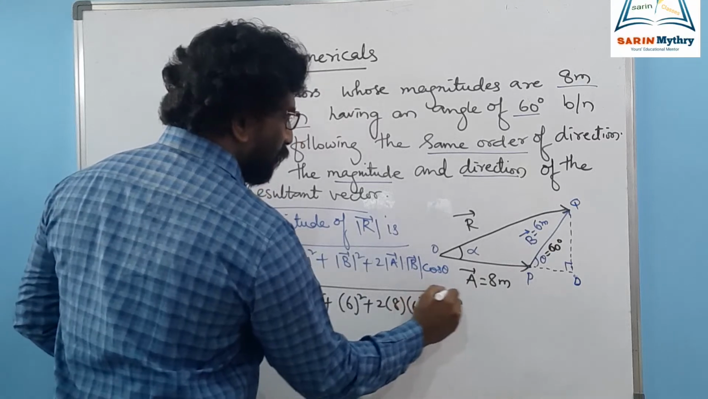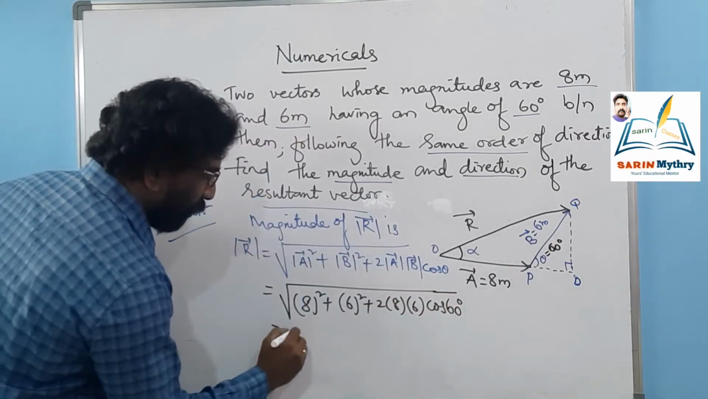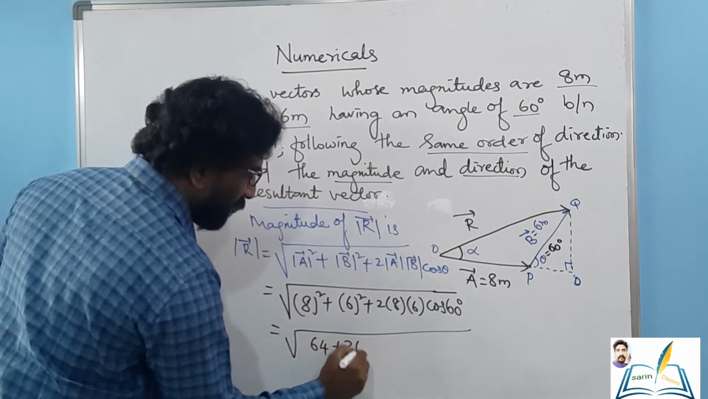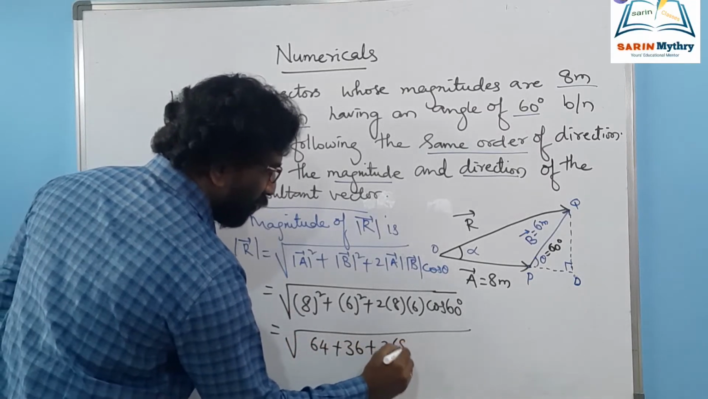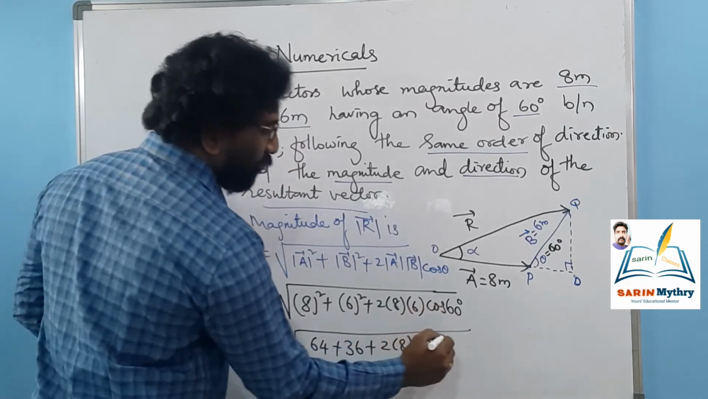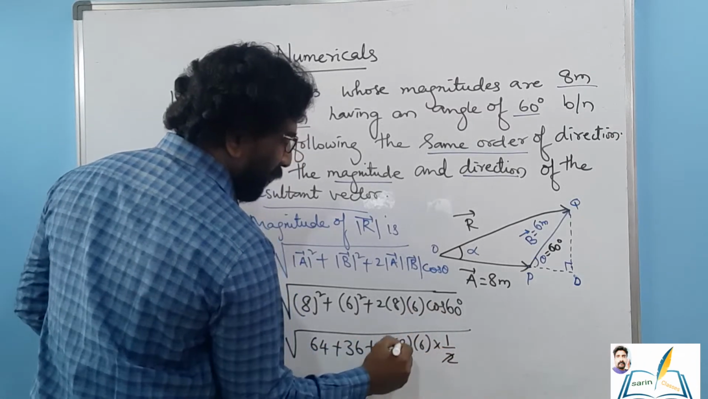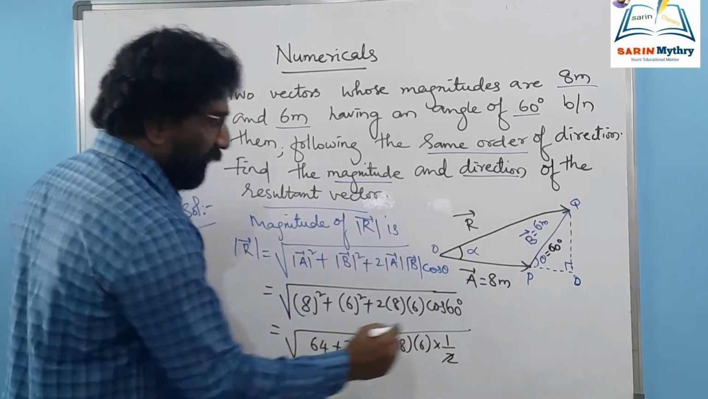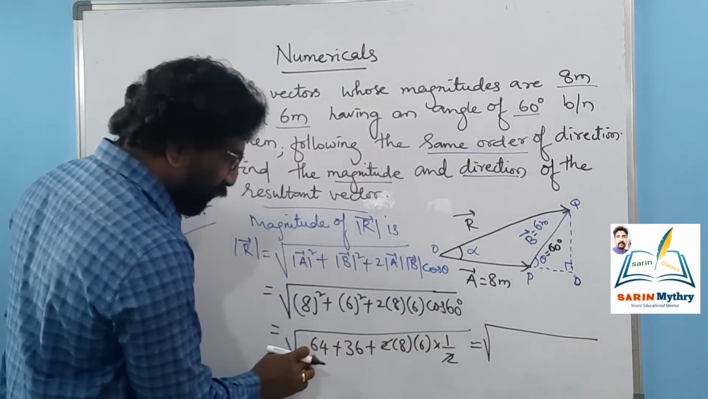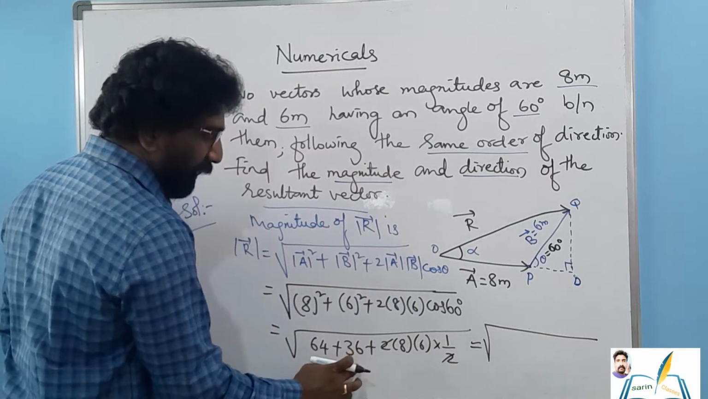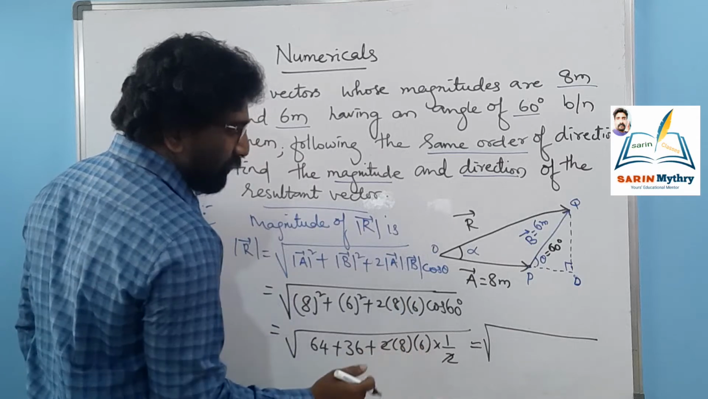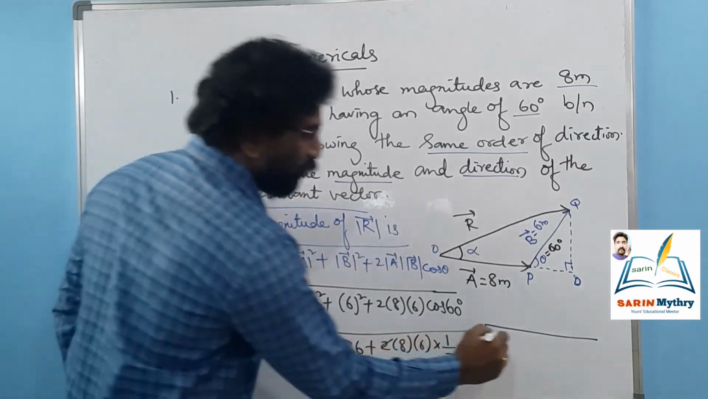60 degrees. So now it becomes the square root of 64 plus 36 plus 2 into 8 into 6 into cos 60. It is 1 by 2. 2 and 2 will get cancelled. Then I'll get 64 plus 36, which is 100. 100 plus 8 into 6, 8 into 6 is 48. 100 plus 48 becomes 148.